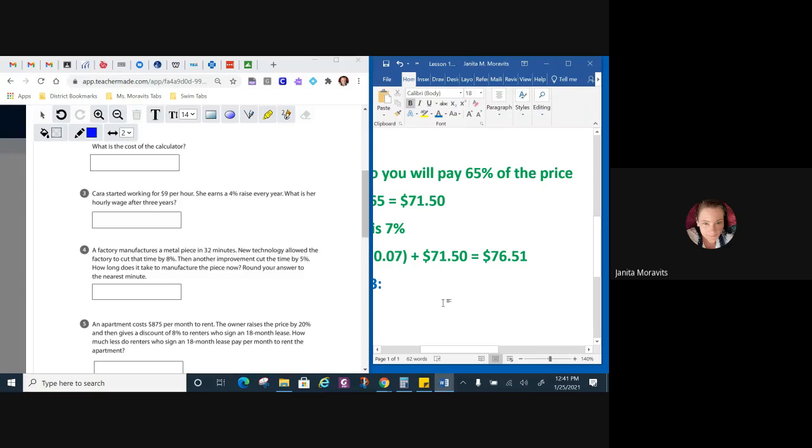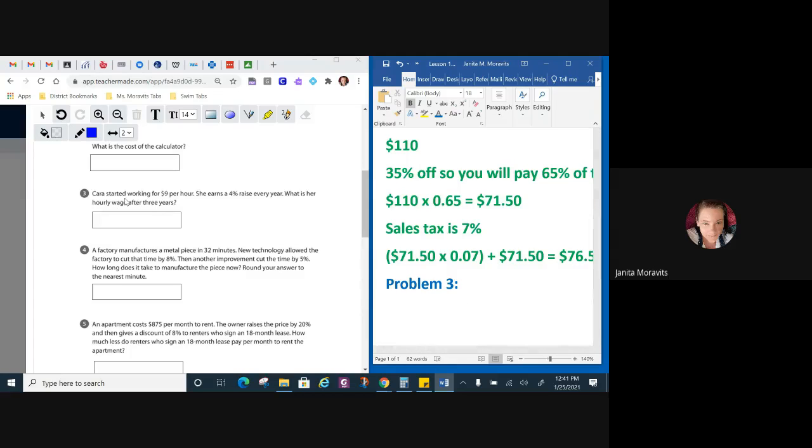All right, let's look at number 3 together. It says Kara started working for $9 per hour. She earns a 4% raise every year. What is her hourly wage after 3 years? Well, first of all, right now she's making $9 per hour. Now, after 1 year, she's going to get a 3% or a 4% raise. So after 1 year, she gets a 3% raise.